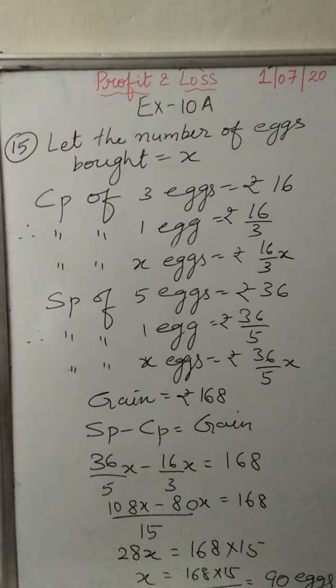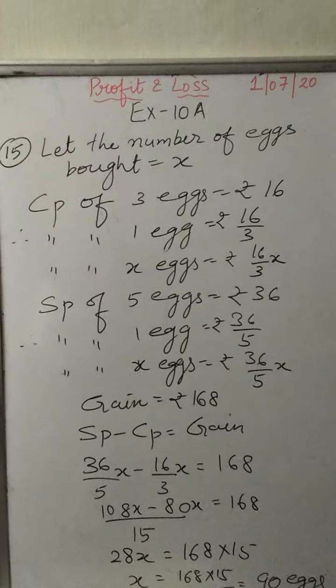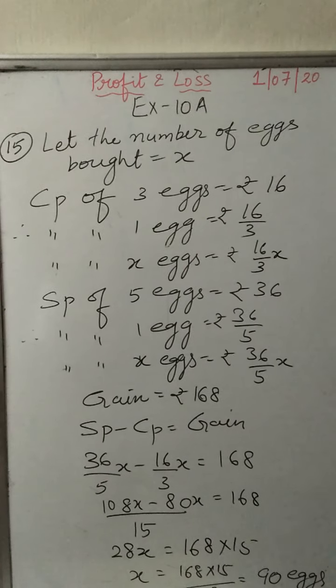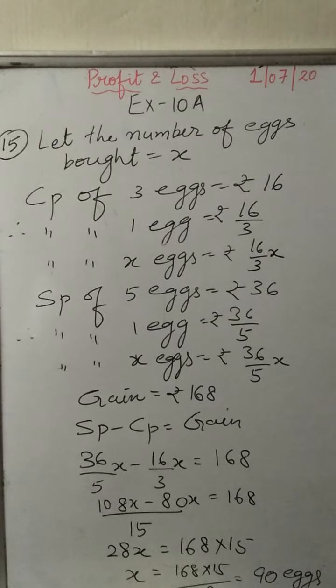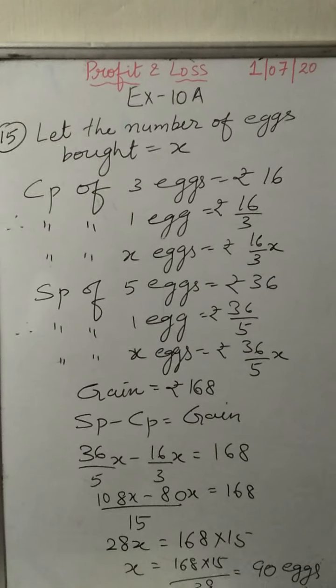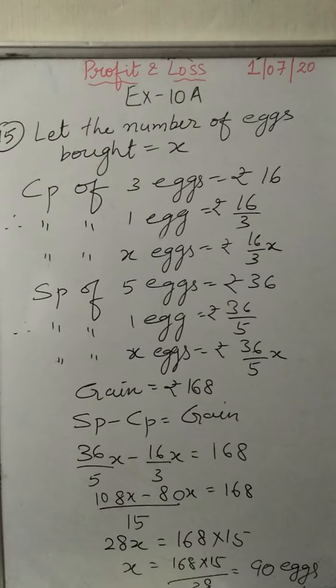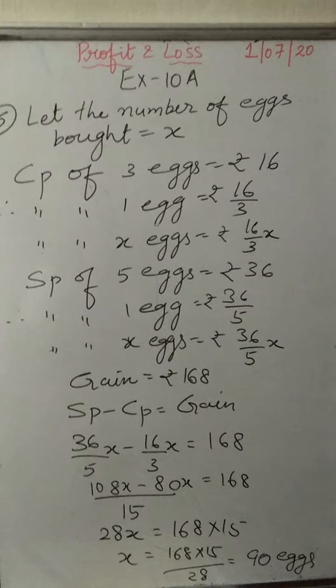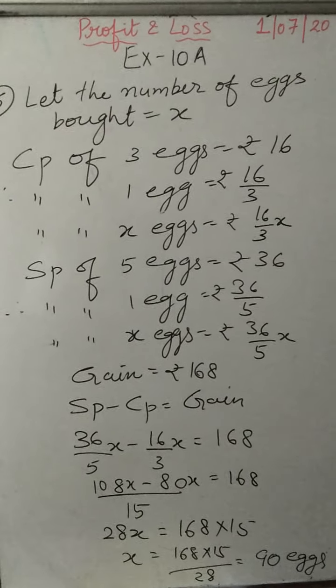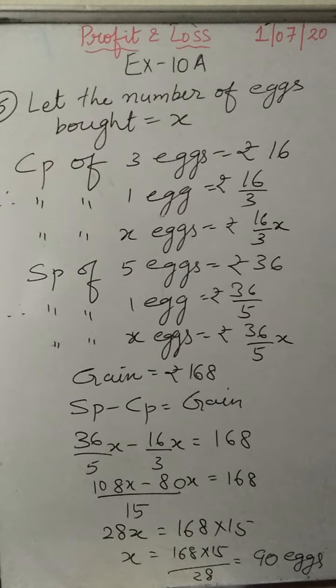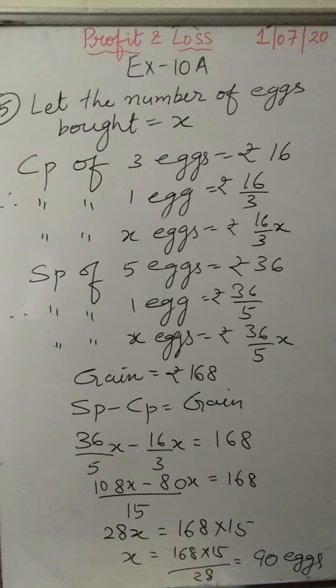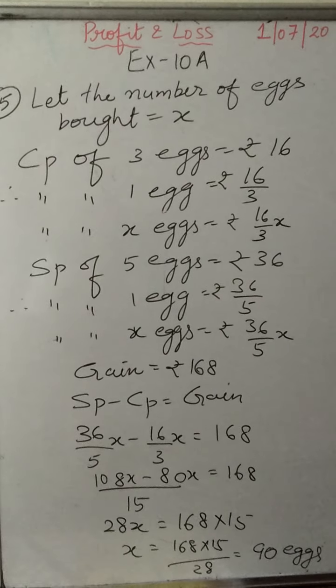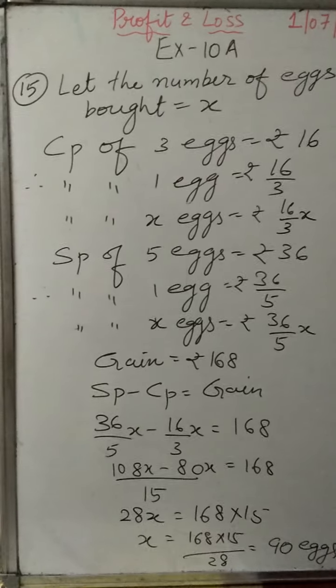Question 15. A man purchased some eggs at 3 for rupees 16 and sold them at 5 for rupees 36. Thus he gained rupees 168 in all. How many eggs did he purchase? So here we have to find the number of eggs. Whatever we have to find, that we have to assume to be x. So let us suppose that the number of eggs bought be x.